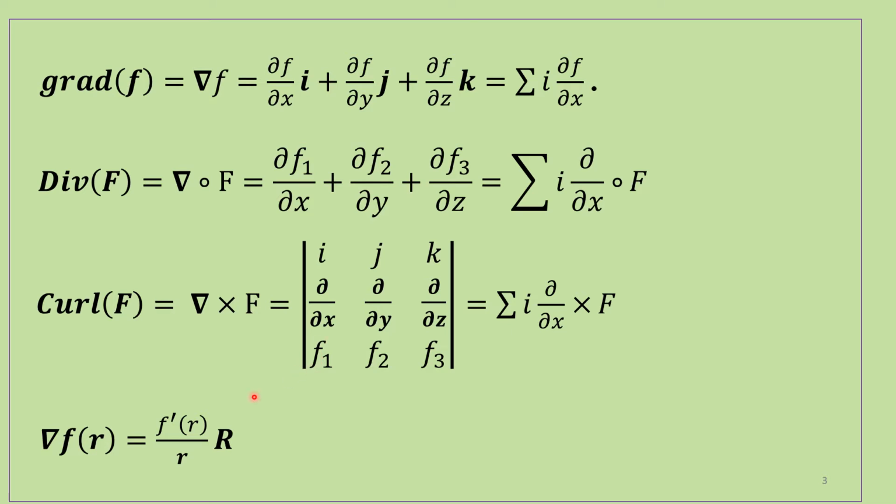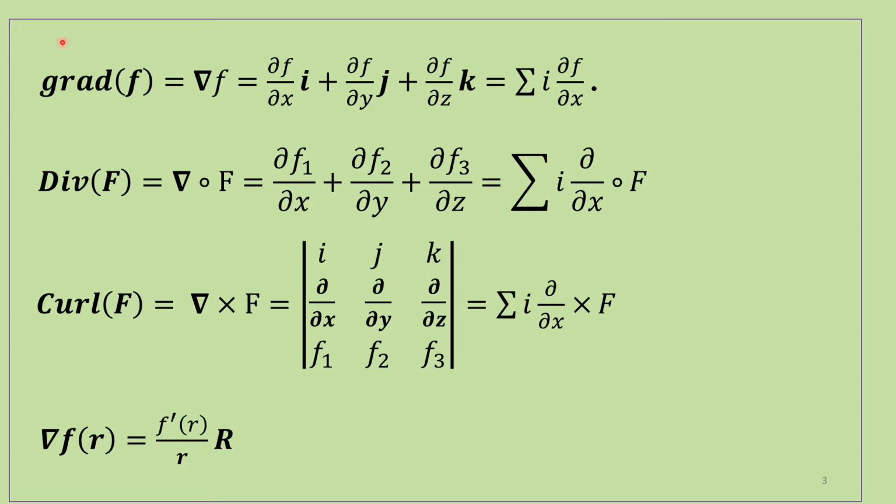Now apart from that, we have this result: the gradient of a function of r, where r is nothing but the magnitude of the vector r. The vector r is xi plus yj plus zk, and the magnitude is the square root of x squared plus y squared plus z squared, that is r. Suppose I have the gradient of a function of r, I can get it immediately using this result: f dash of r by r into vector r, correct?